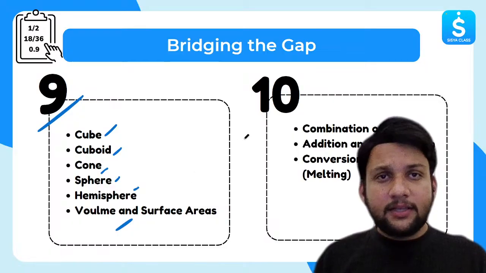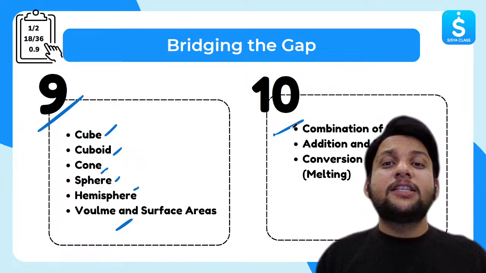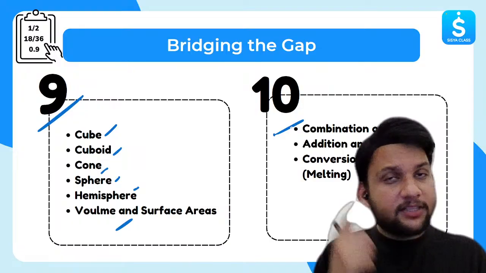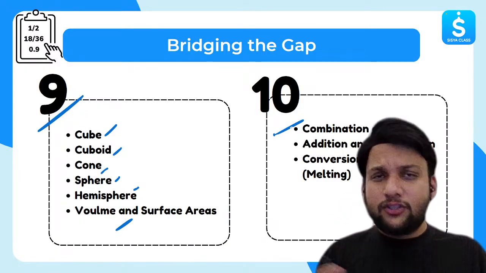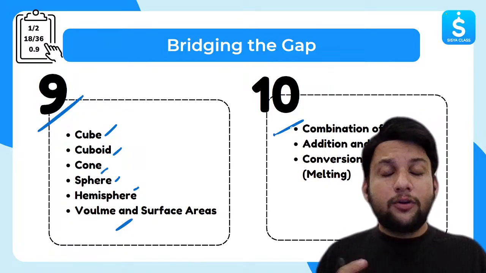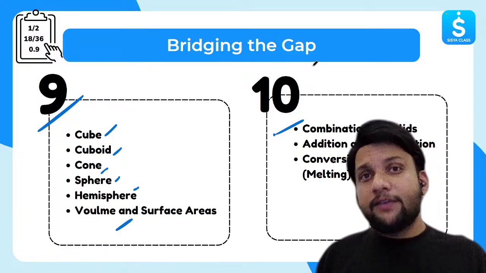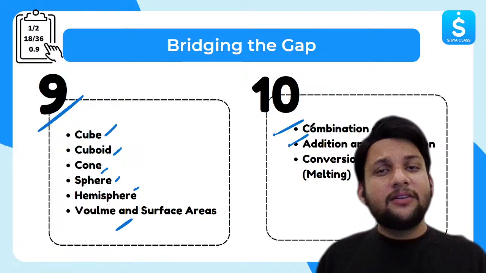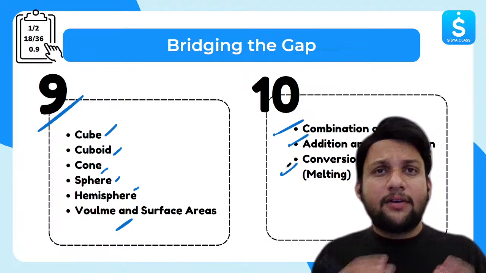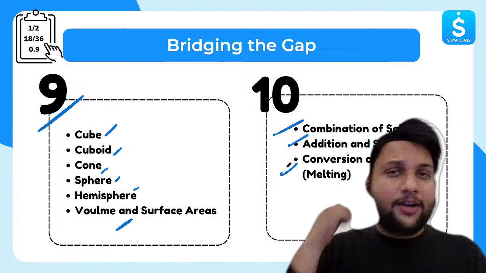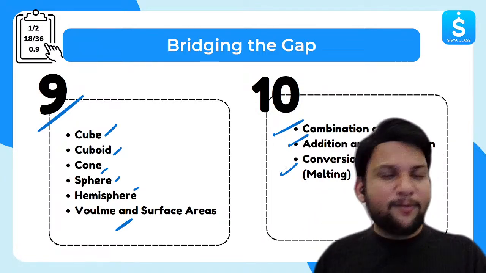Next, in grade 10, what we are going to study is combination of solids. Combination of solids means we are going to study the surface area of the combination of solids. Combination means nothing but, if I join, let's say, two solids, I will get one combination, right? And we are going to study the surface area and volume, addition and subtraction, obviously, for surface area and volume, and conversion of solids. That is how one solid can be converted to another solid. So I hope everyone is ready with notebook and pen.